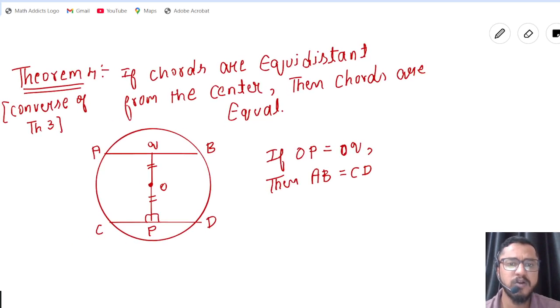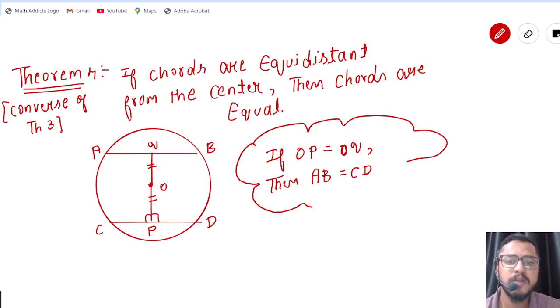So you make a short note. If OP is equal to OQ, then AB is equal to CD. So this will be your short note. You should know the theorem as well as how to make a short note. Now let us move on to the proof.